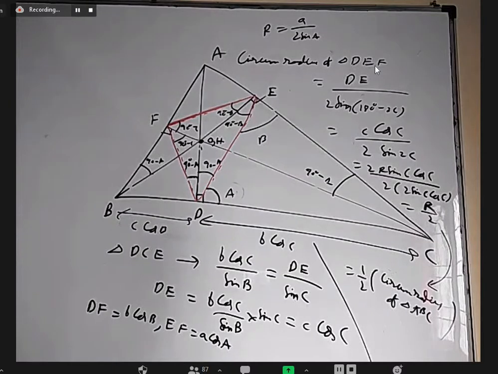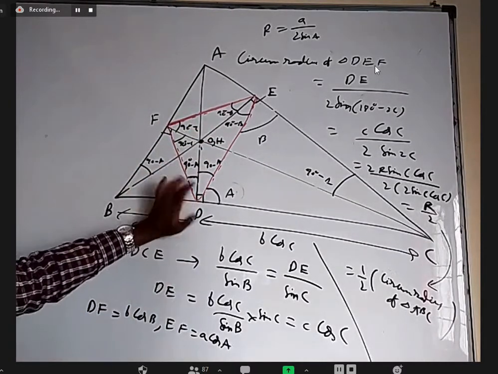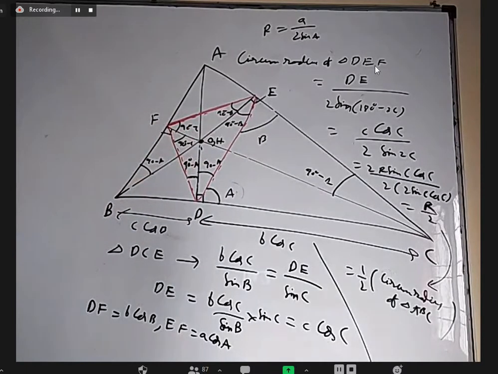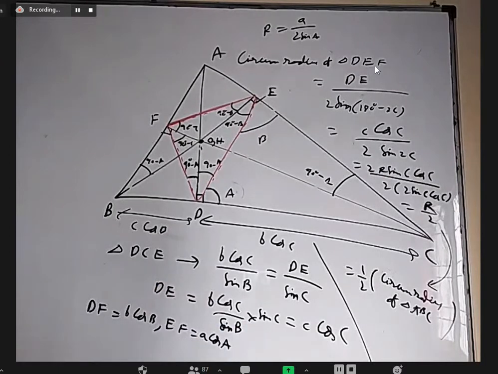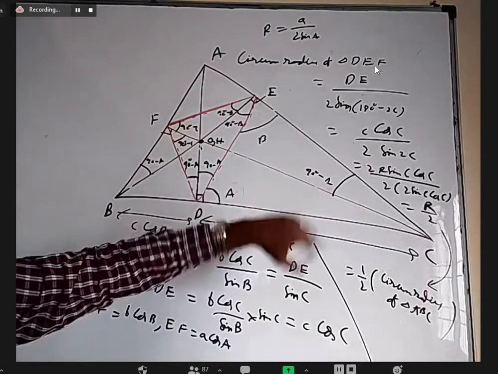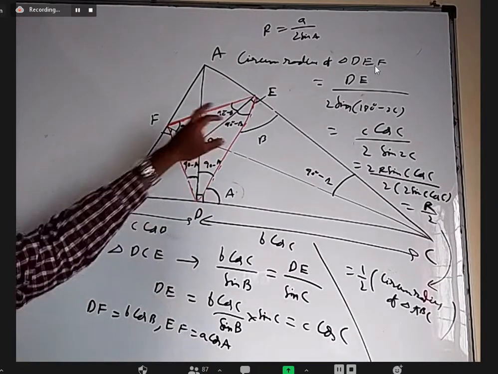Okay, so basically what we are trying to do is for this new triangle, we found the angles. What are the angles? 180 minus 2A, 180 minus 2B, 180 minus 2C. We found the side lengths, that is a cos A, b cos B, and c cos C. Next, we found its new circumradius, that is half of the circumradius of the original triangle. Next, we are going to find the area of this.